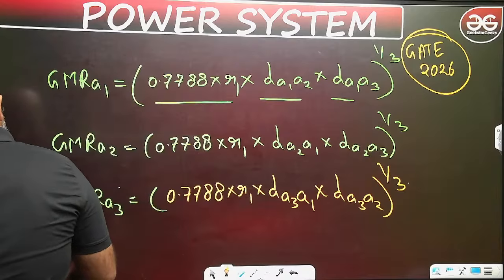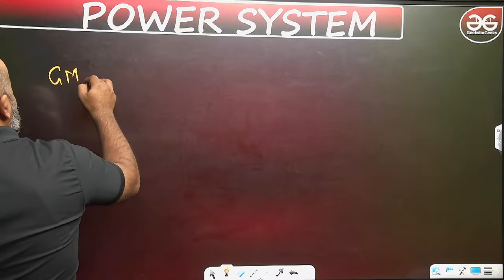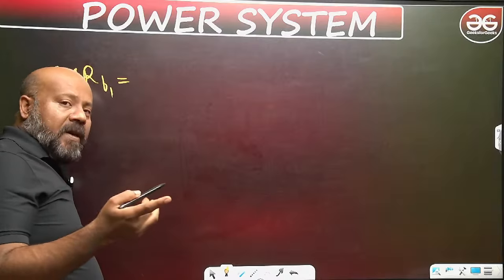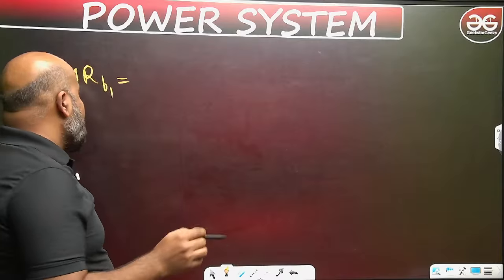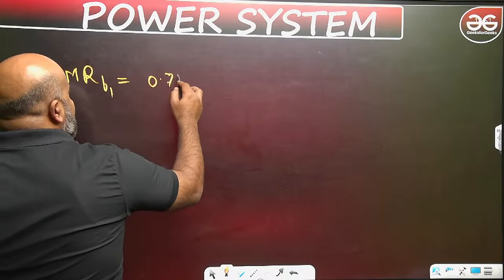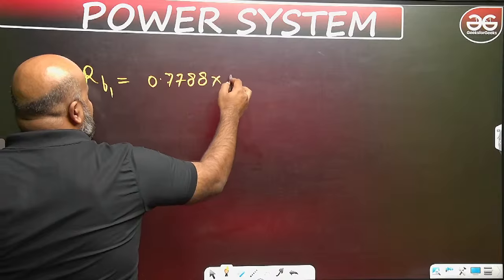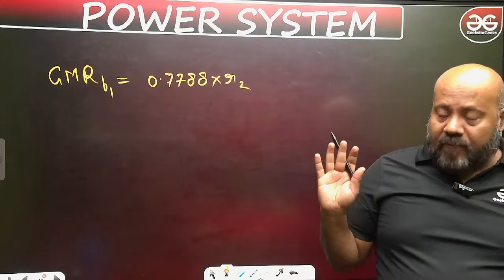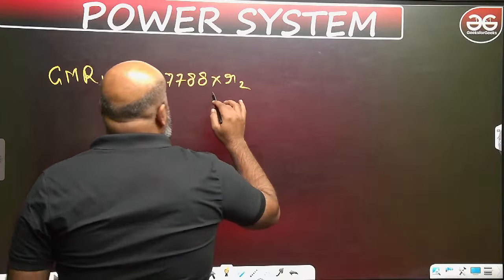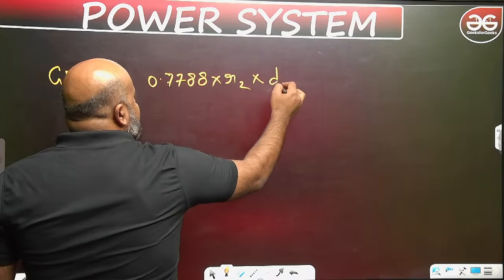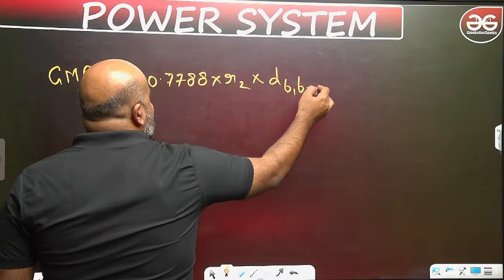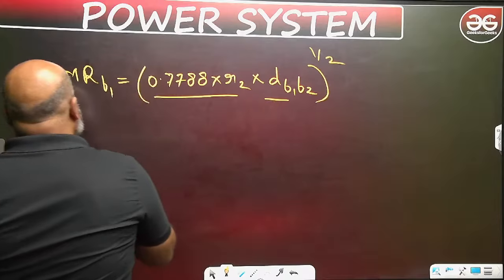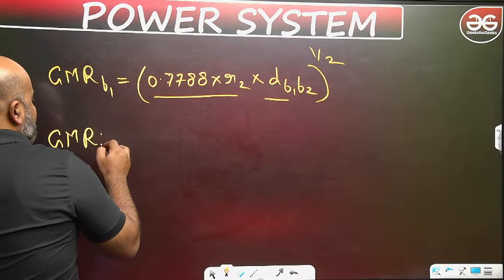Similarly, if I am writing GMR for B1, we have two subconductors in B group, that is B1 and B2. So for B1, write the effective radius of B1, 0.7788 into R2, for B group of subconductors the radius is R2. So the effective radius is 0.7788 into R2 and the distance between B1 and B2, only two subconductors. How many distances? 2. What is the power? 1 by 2.